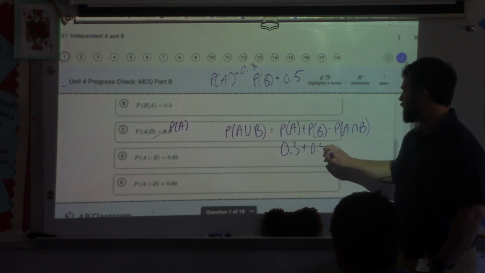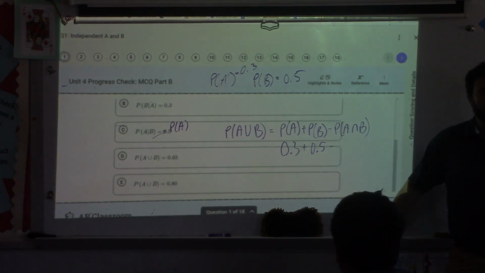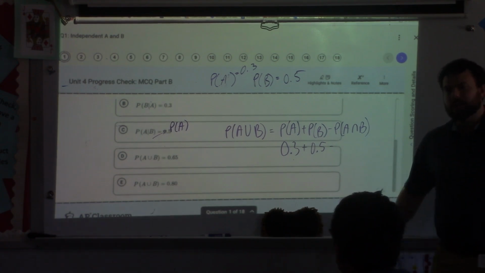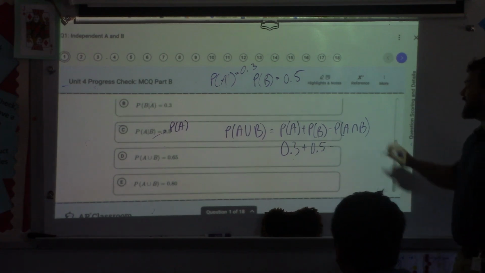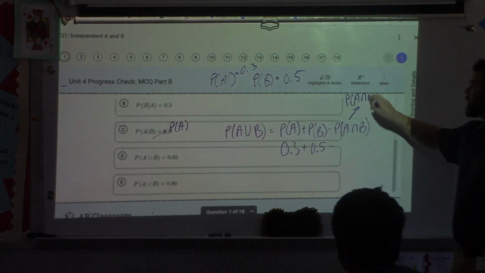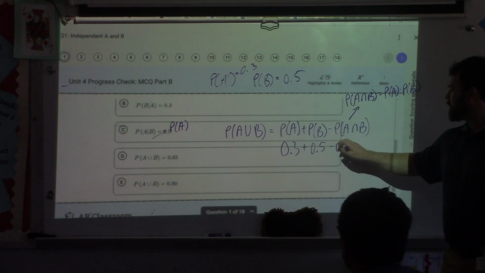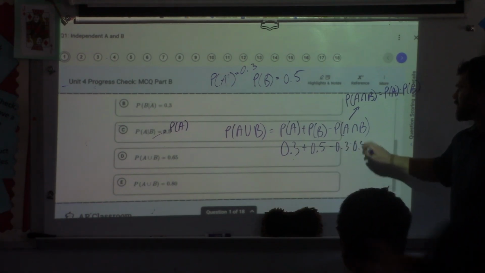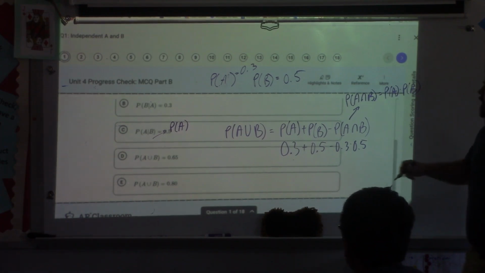Now, how am I supposed to find this intersection? Isn't that what you multiply? Well, what kind of events do we have? Independent. These are independent! So if they're independent, that's just the probability of A times the probability of B. Which rule is that? General multiplication, right?